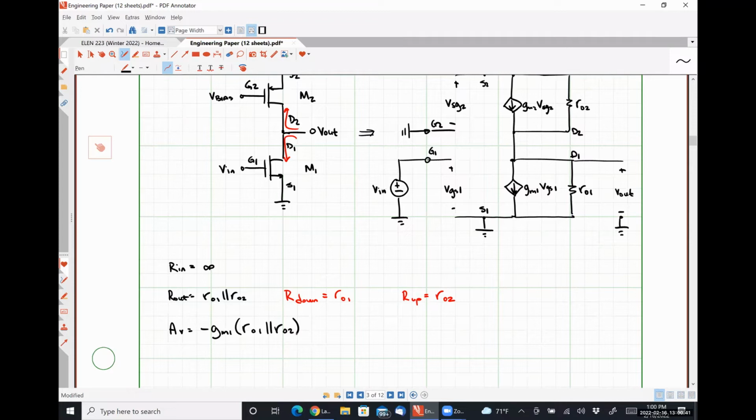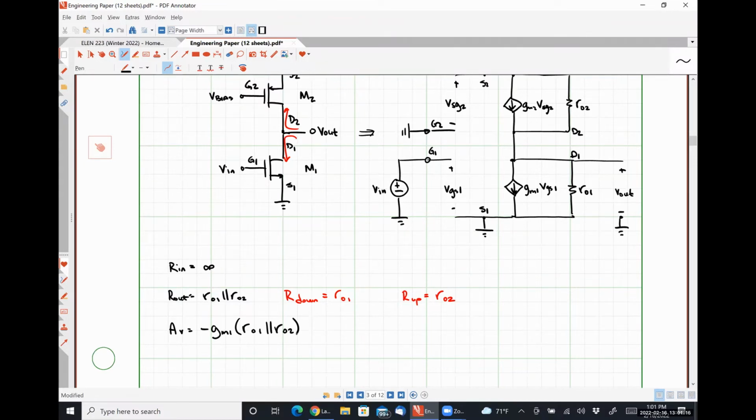So, in short, whenever we're loading with a current source, all we're going to see is the channel length modulation resistance of that transistor. Okay. So anytime we're looking into the output terminal of a current source, all we see is R0. It's going to pop up over and over and over again, which is why I'm making a point to describe it. Okay.